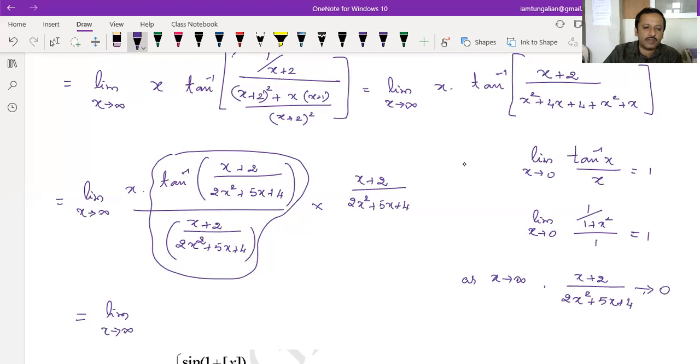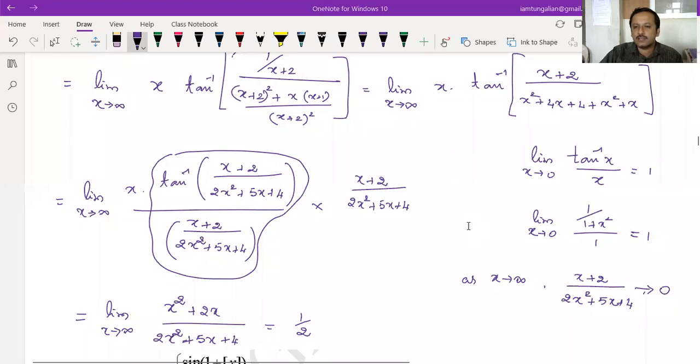So what are we left with? Limit x tends to infinity. Here there is an x, into this, which will give you (x square plus 2x) divided by (2x square plus 5x plus 4). Apply the limit. Now you observe both are polynomials of the same degree. When both are polynomials of the same degree, the answer is the coefficient of the highest power of x in the numerator divided by the coefficient of the highest power of x in the denominator, which is 1 by 2. 1 by 2 is the answer.